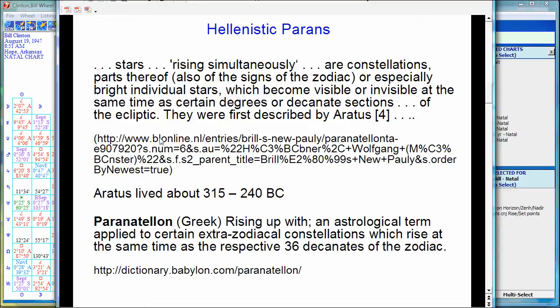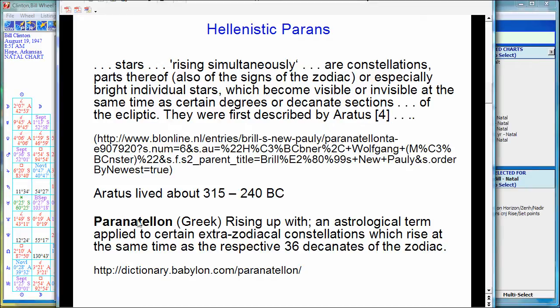All right, now, just to give you some references, here is a quote from this website, and it says, for Parans, stars that are rising simultaneously are constellations, parts thereof, also of signs of the zodiac, are especially bright individual stars which become visible or invisible at the same time at certain degrees or decadent sections of the ecliptic. They were first described by Aratus. Well, anyway, that's kind of convoluted language, but basically it's saying you have two parts of the sky, rising or setting at the same time. And Aratus lived about 315 to 240 BC.